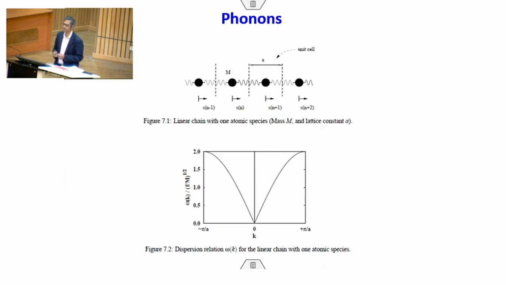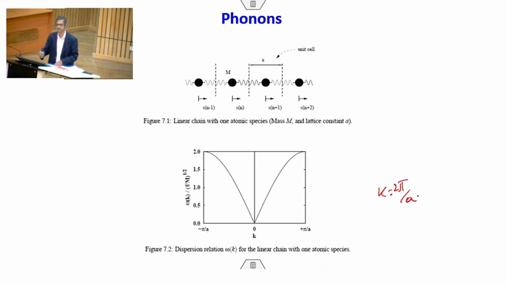And this is the phonon dispersion curve. You can see omega versus k, that is, the dispersion versus k space. You can see k going from minus pi by a to plus pi by a. The k is basically always given as 2 pi by a.